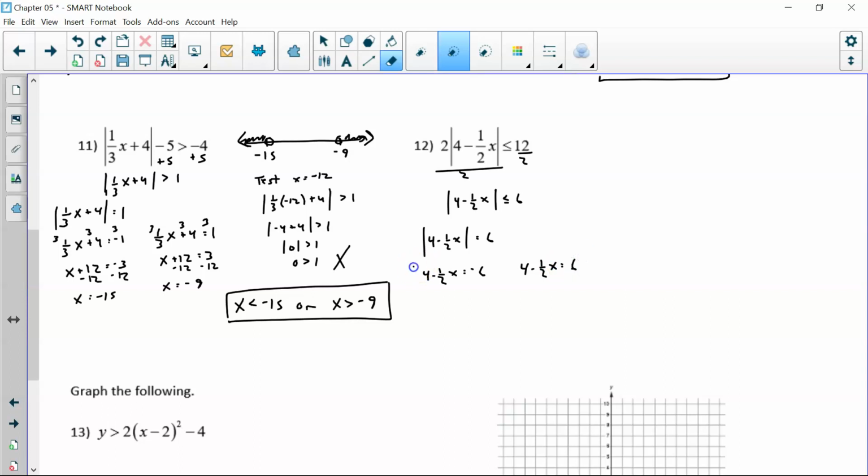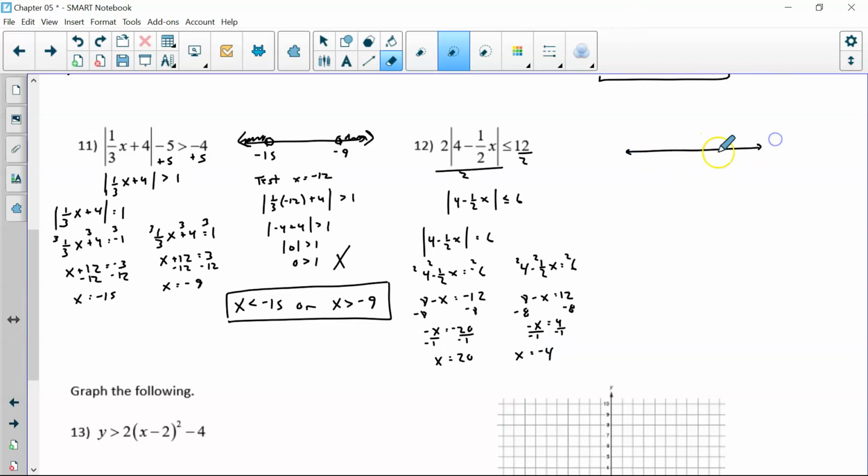Get rid of the fraction, multiply everything by 2. 8 minus x equals negative 12. Subtract 8 from both sides, negative x equals negative 20. Divide both sides by negative 1, x equals 20. Multiply everything by 2 in the second equation to get rid of the fraction. 8 minus x equals 12. Subtract 8 from both sides, negative x equals 4. Divide both sides by negative 1, x equals negative 4.